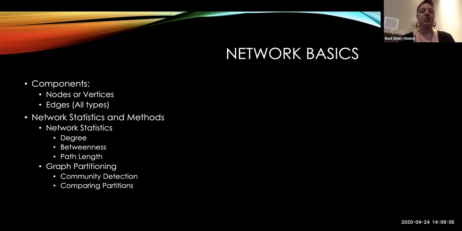Basically, each different type of network is called what it is based on what you are studying and based on the type of edges and type of nodes there are. We're going to talk a little bit about some network statistics, including degree, betweenness, and path length. And then we are going to talk a little bit about graph partitioning. And we're going to do all of these things in iGraph today. So after this class, you should be able to do all of these things on any network data that you would like.